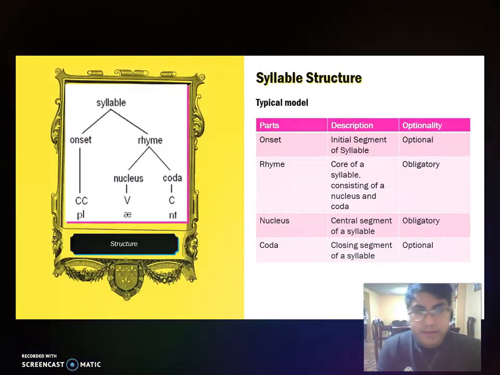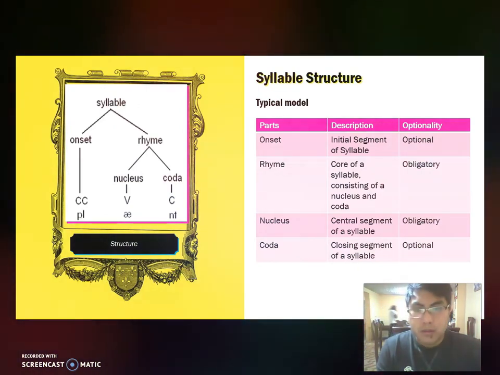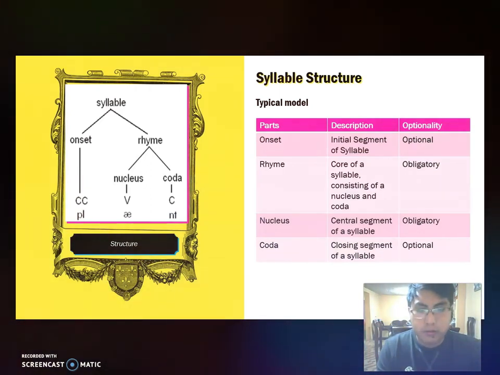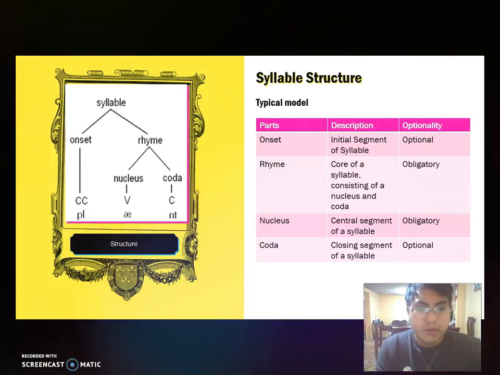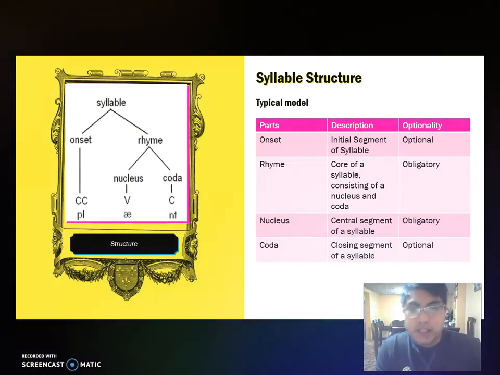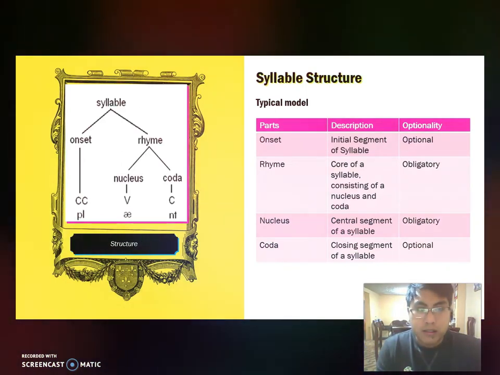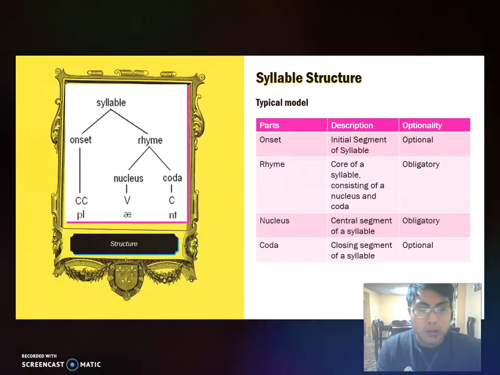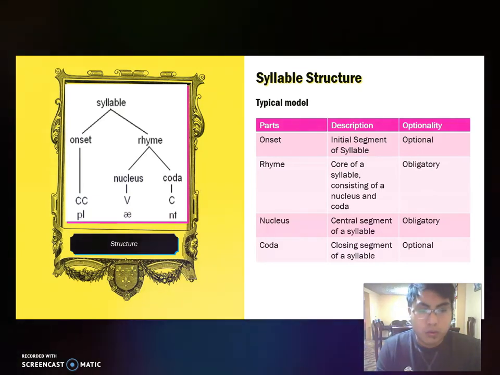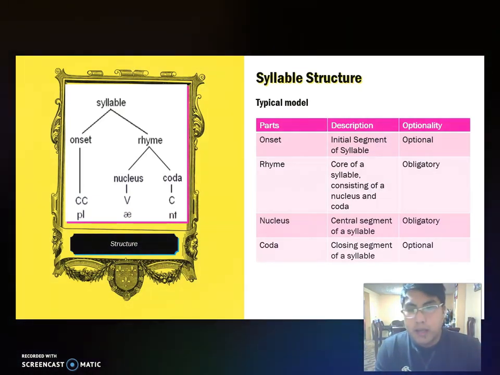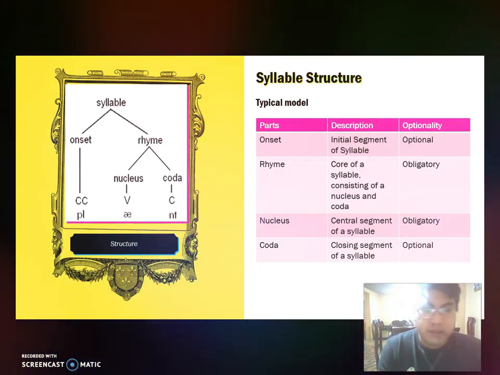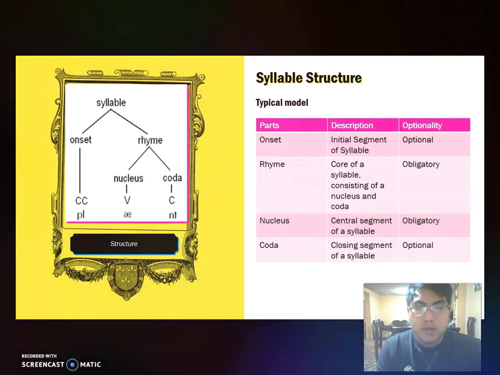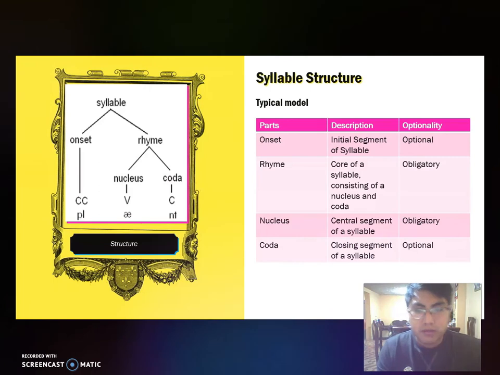We have a specific syllable structure, which is typical for syllables. As we can see here, we have four important parts when we construct a syllable. The first is the onset, the initial segment of a syllable. It's optional because we can find syllables without an onset, and we can find them with two or more consonants. Then we have the rhyme, the core of a syllable consisting of a nucleus and coda. It's obligatory in all syllables.